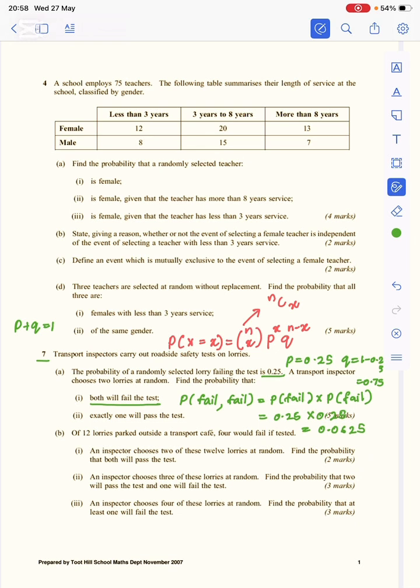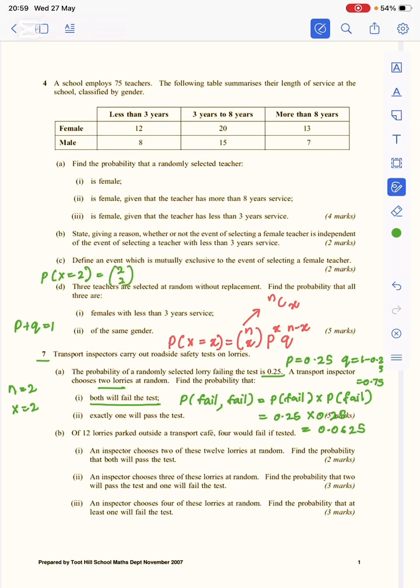Now if we are using the binomial probability distribution, how can we do this? Look at the total number of lorries, 2. That means n is equal to 2. And out of that 2, you select 2. That means the success count is also 2. 2 become fail.